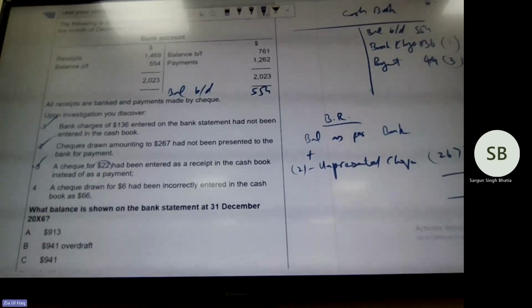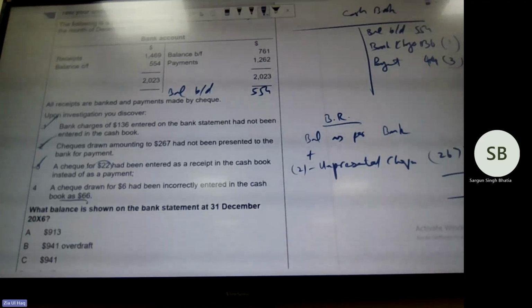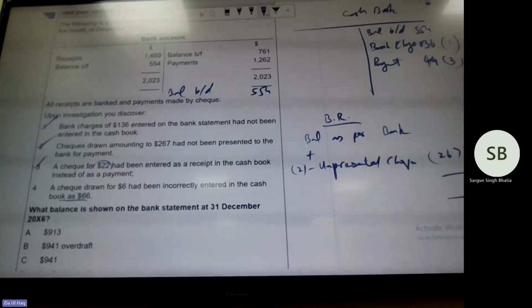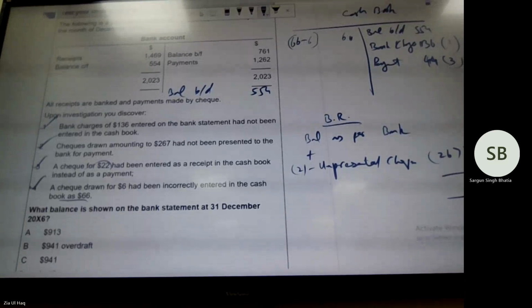A check drawn for 6 has been incorrectly entered in the cash book as 66. It's our mistake. We have paid a check for 6, but instead of writing 6 here, we recorded 66. So we will debit 60 exactly. How is this calculated? 66 minus 6. Yes, sir. So all four are done.